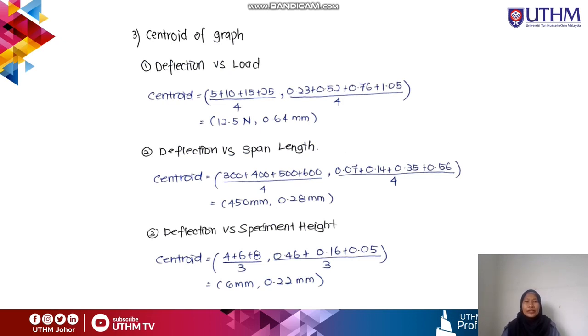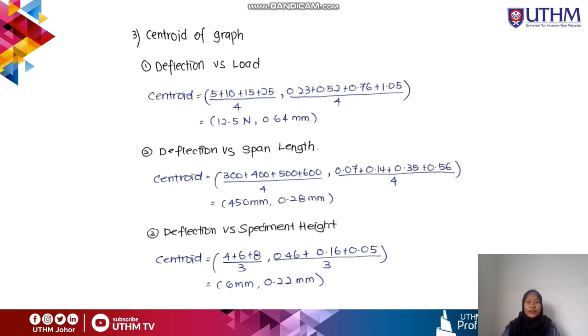For the last calculation, on the center of graph, for the first graph of deflection versus load, we calculate its centroid for the x and y coordinates. On the x coordinate, we add 5, 10, 15, and 25 of the load, and we divide it by 4. And for the y axis, we take 0.23, 0.52, 0.76, and 1.05, and we divide it by 4. Then we get the centroid coordinate for x and y, which is 12.5 Newton and 0.64 millimeter.